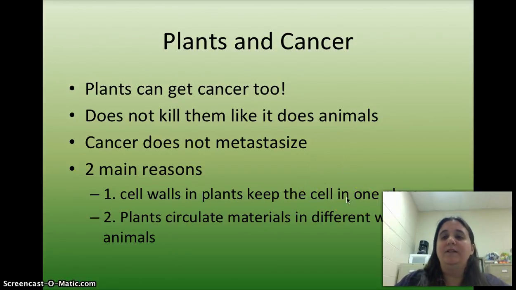And the other one is if it does happen to break away, plants circulate materials in different ways than animals do. Plants have a specialized type of circulation where they can send the materials that they want to exactly one part of their body. They can send materials from one leaf to another leaf, or they can send materials from the leaves to the roots on the right side of the tree and totally skip the left side. We don't do that. Our blood circulates throughout our whole body. So in that way, a plant can maybe have cancer in one area or in one part of the tree or plant, but it won't affect the whole plant.